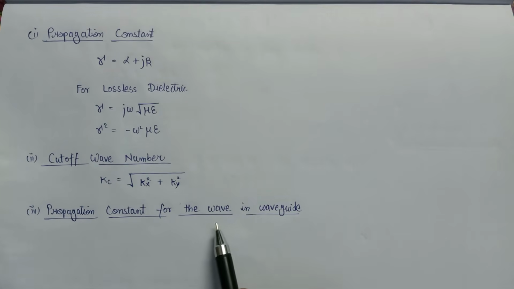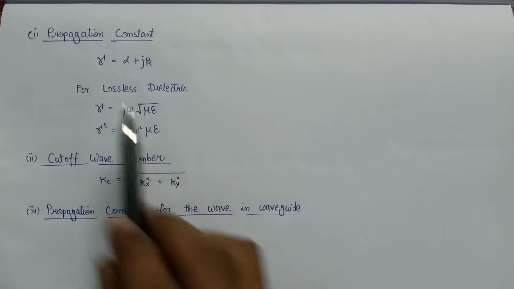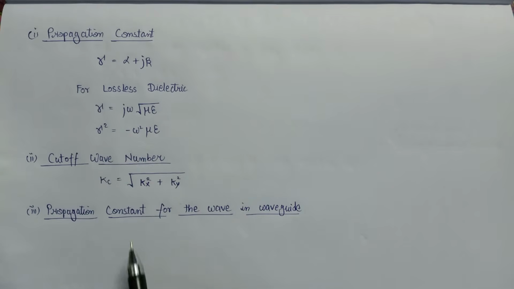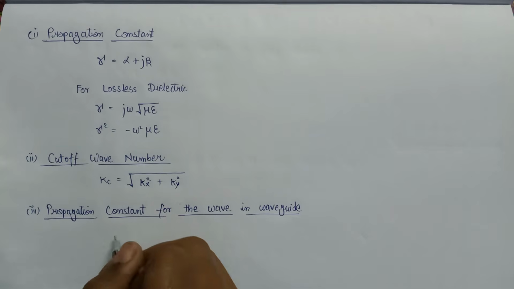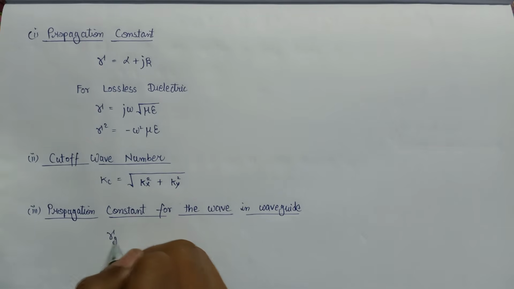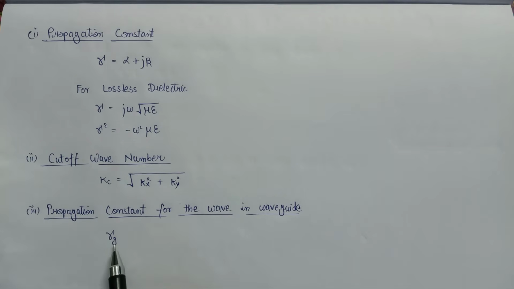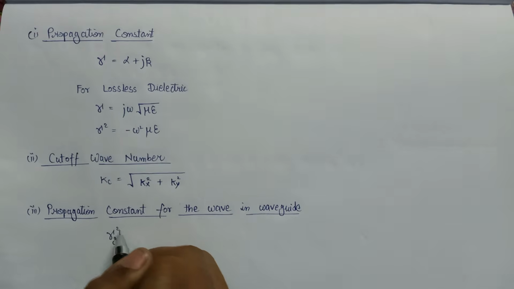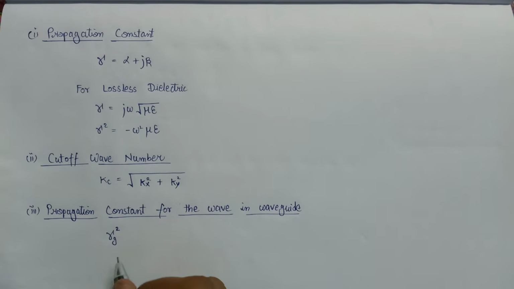See, this is the propagation constant for the wave which is traveling in the waveguide, and this is completely different from this propagation constant. The propagation constant for the waveguide is represented by gamma subscript g. This differs the symbol from this symbol. Now if we talk about the value of gamma g, first of all we will talk about gamma square g.